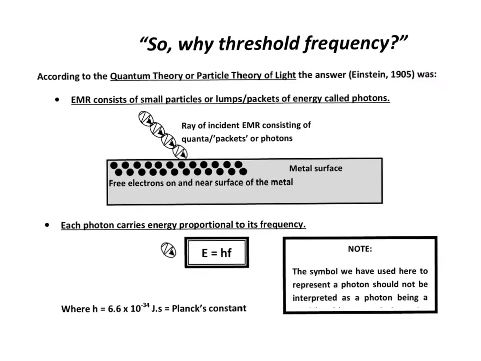So why the threshold frequency of the incident electromagnetic radiation? Why this minimum frequency for electromagnetic radiation in order for electrons to be emitted from a particular metal surface? And this is where the brilliance of Einstein shone through once again. He proposed the quantum theory, or the particle theory of light.